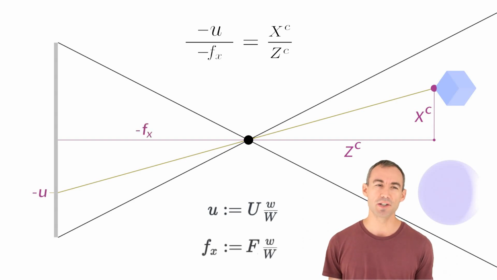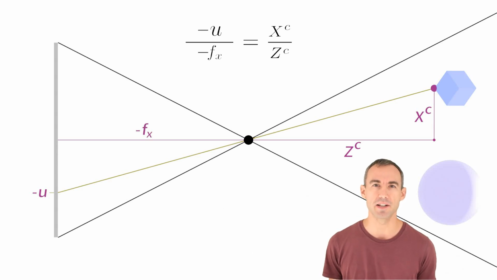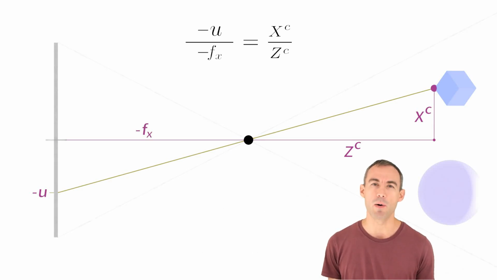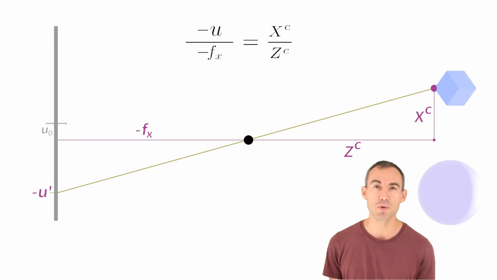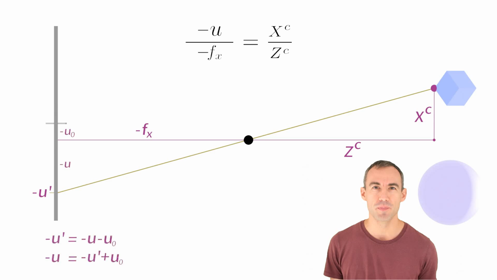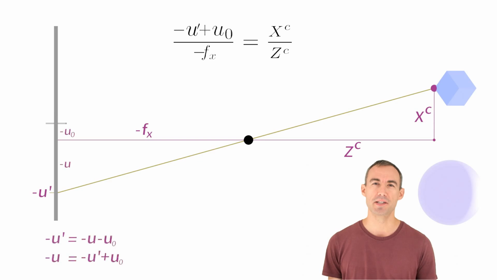Now let's consider the situation where our sensor is not perfectly aligned with the optical axis. So for example, our sensor is offset in the x direction by u0. And I'm assuming that this value is already given in pixels. If we have it in millimeters, then we can use a similar formula to what we saw before to get the value in pixels. So in this case, this sensor offset in the positive x direction would make the image coordinate more negative. So minus u has become more negative by u0. So we have to add u0 back in to obtain the correct value. So our formula becomes this.